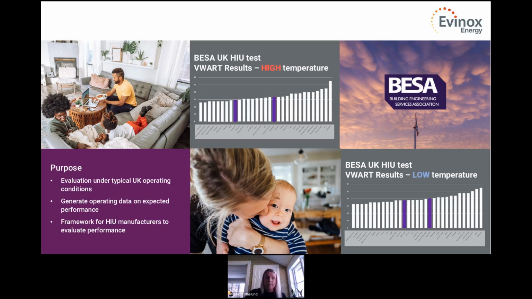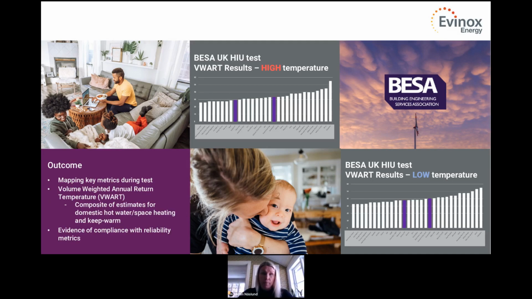Moving on to the VEAT test. So the VEAT test was introduced in 2016, really warmly welcomed by the industry, and it's speeded up the R&D efforts of most HIU manufacturers in the UK. So it's been really, really fantastic. The test will replicate typical UK operating conditions, and the key outcome is the VWART figure.